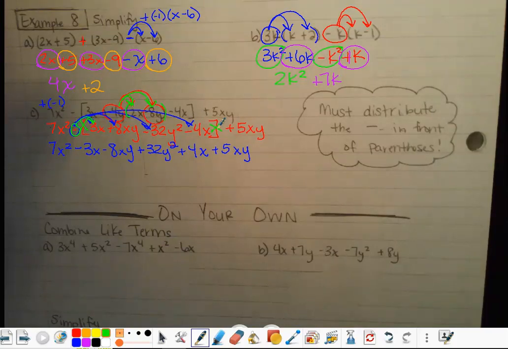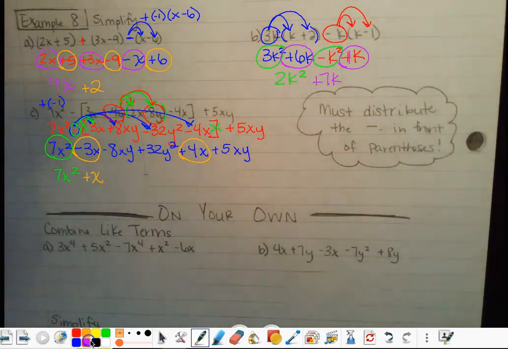So we have a 7x squared first. Do we have any other 7x squareds? Nope. So we're going to keep it 7x squared. Then I have a negative 3x. Any other x's? Oh, I have a 4x. So negative 3 plus 4 is going to give me 1. So I'm just going to write plus x.